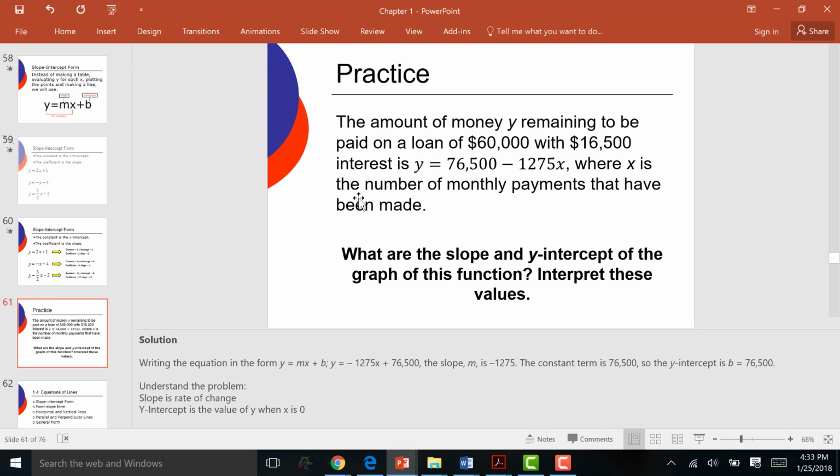You got it? Okay, so again, when I say understand, you see how you got to kind of think and break it down and make sure you understand every single number and word in the problem. Then they gave us an equation that models what's happening or what they want to happen based upon the word problem. So now they've got Y equals 76,500 minus 1275X. Now, clearly, what does X mean in this word problem?